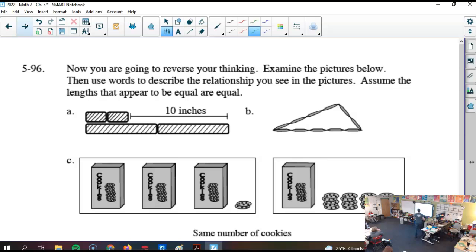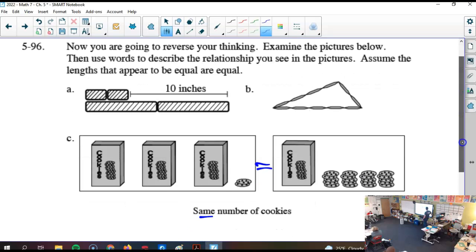Oh, you could also add right here an equal sign, because they say same number of cookies. You could add in an equal sign here. So talking to your team, we're writing down with words what we see here.